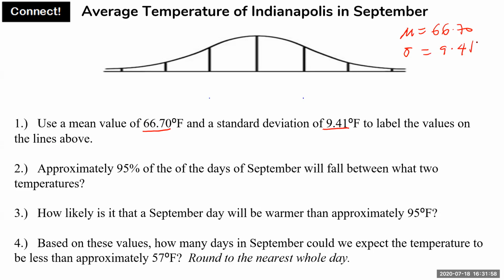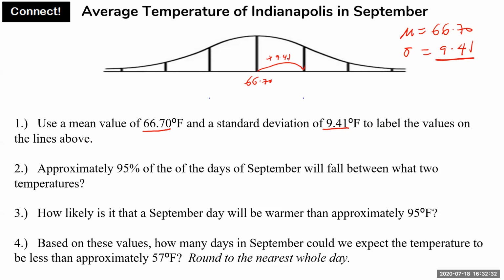Now, where do you think the mean will go? So the mean goes right at the center, right? 66.7. The center is your mean. Now, the standard deviation is given to you as 9.41. So you have to complete this table. Use the mean and standard deviation to label the values on the lines above. So here, if I move one step to the right, I'll add 9.41.